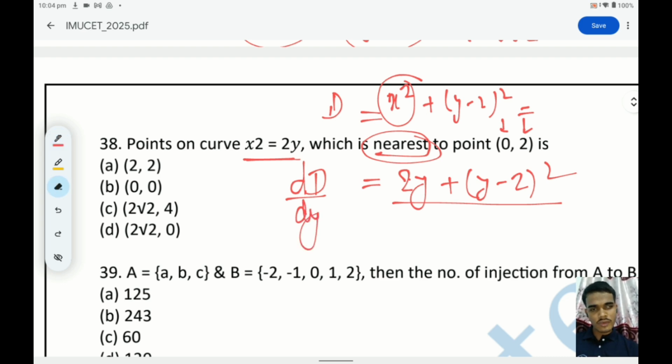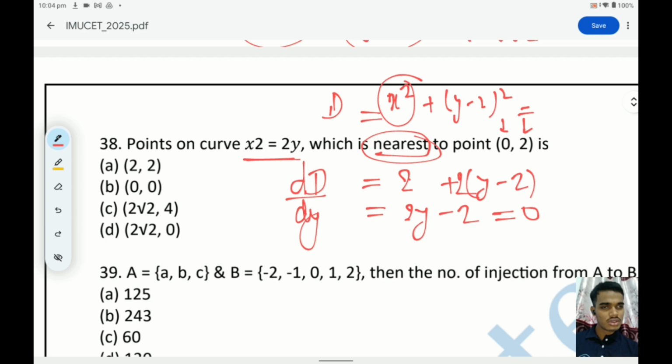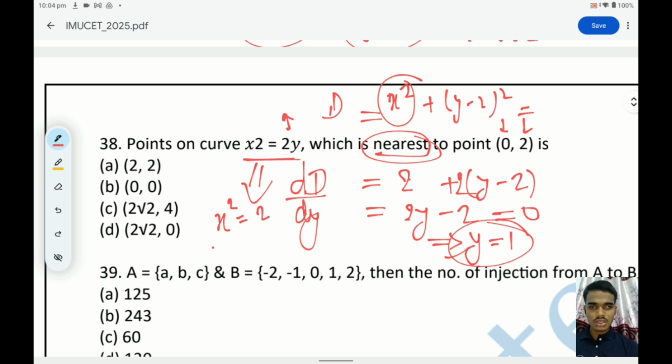We will get for 2y the value 2, and for this one 2 into (y minus 2). So the complete value will be 2y minus 2 plus 2, and to minimize it we will equate it with 0 and then find the value of y. Then y will be 1. If we put y equals 1 here, our value will be x square equals 2. Therefore x is equal to plus minus root 2. So our coordinates should be plus minus root 2 and 1.